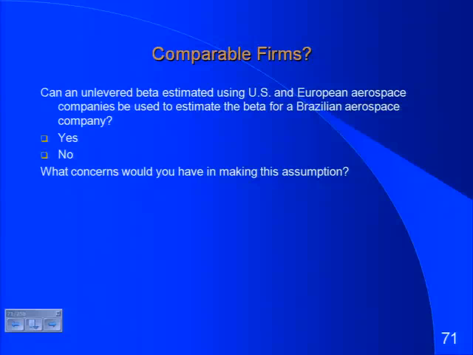What was the first of the three determinants of betas? What business you're in, and the question we asked was, is it a discretionary product or service, right? And we said the more discretionary the product or service, the higher your beta should be. Can you think of products and services that might be non-discretionary in a developed market that are discretionary in an emerging market?